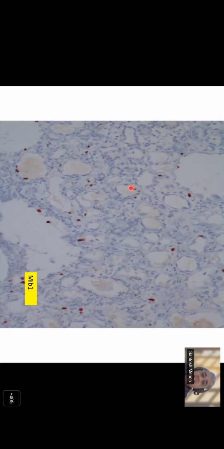So you did a MIB1 in this, and look at the MIB1. It is only marking some of the cells of these tubules. Actually, it is not marking most of these tubules. So it's a low proliferative index tumor, which is PAX8 and CK7 positive and AMACR positive. This is what is called a nephrogenic adenoma. This is a rare case, a rare morphology of this.